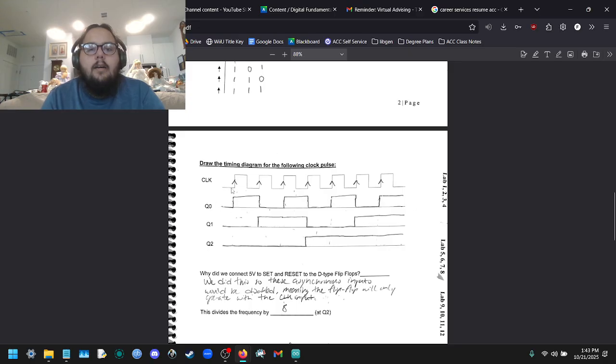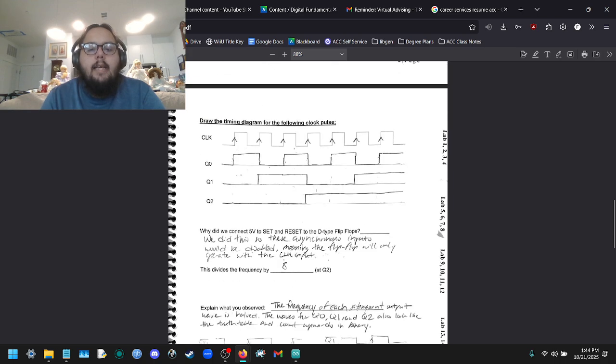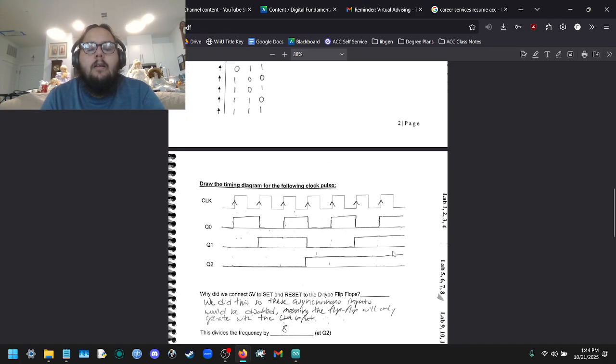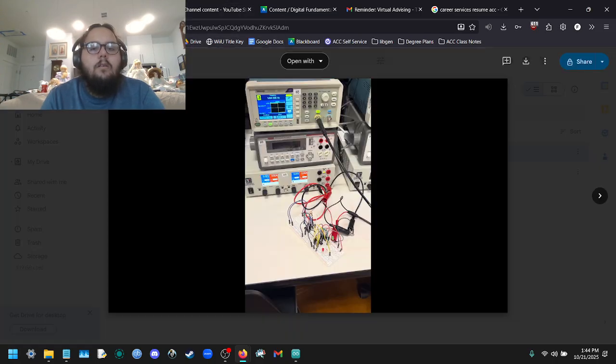As you can see, this looks very similar to the truth table. And I even put on here what I observed, that the frequency of each subsequent output wave is halved, and the waves for Q0, Q1, and Q2 also look like the truth table and count upwards in binary. And I will show the video that depicts this counting.